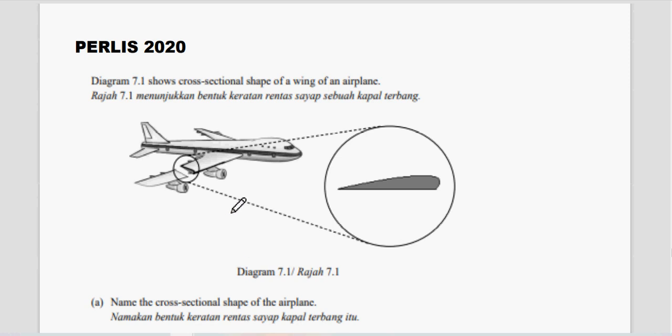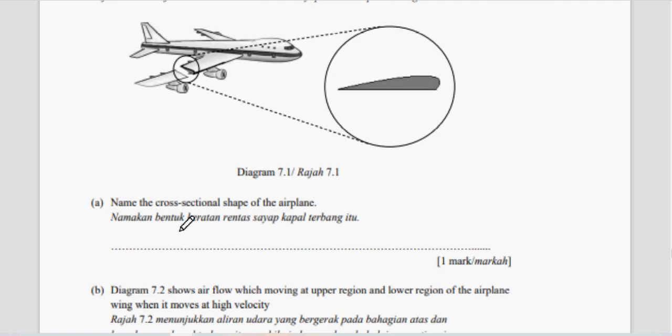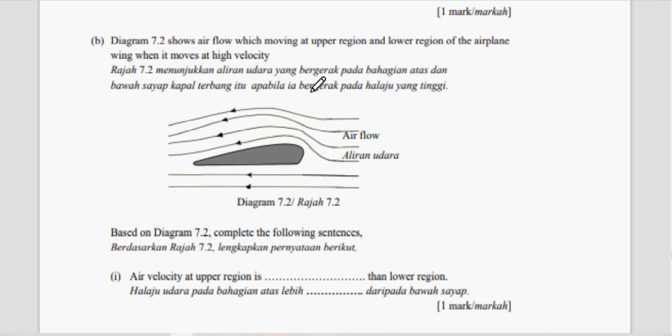Next one, Perlis paper. Showing aeroplane with wing. You can see the shape is aerofoil. Name the cross-sectional shape of the aeroplane. The cross-sectional shape of the aeroplane should be aerofoil. Make sure the spelling is correct.